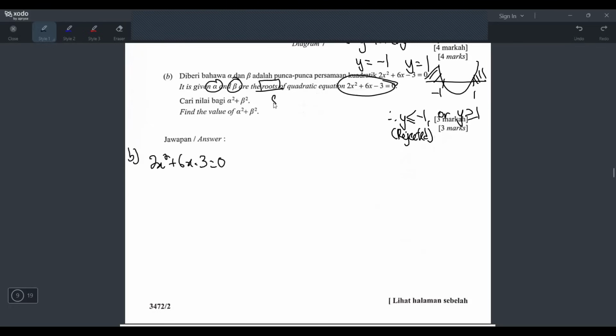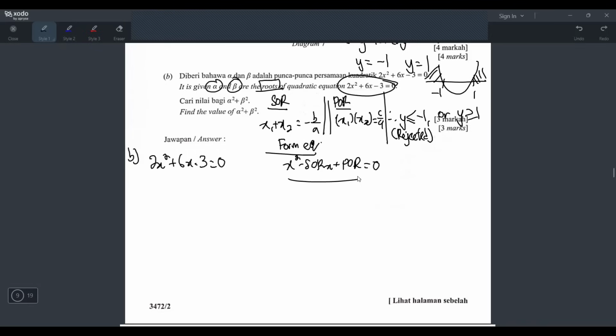Okay, let's talk about the formulas. SOR formula, sum of roots: when you take the sum of roots, it equals negative b over a. Next formula is the POR formula. When you take the product of roots, x1 times x2, it will be c over a, right? And then there's another formula where they ask you to form a new equation. Then you will use this formula, x square minus SOR x plus POR equals 0, but we only use this when they ask us to form an equation. For this question, they never asked me to form an equation, so I don't think I'll be using this.